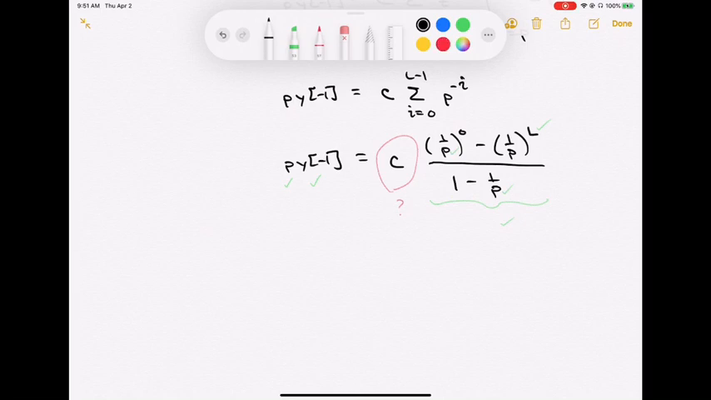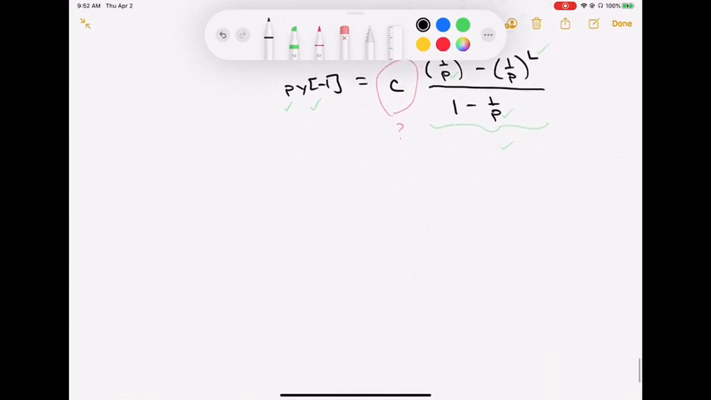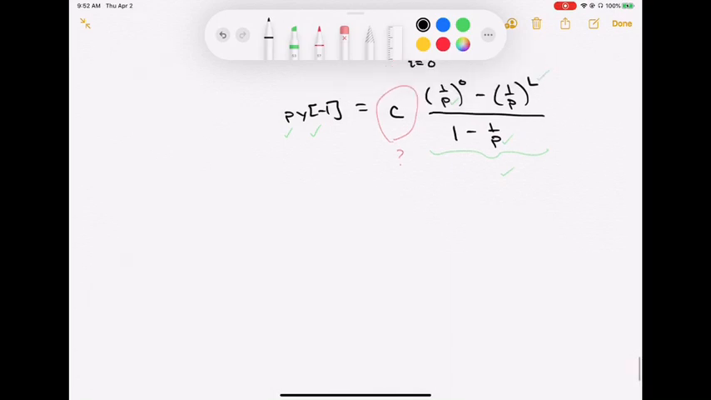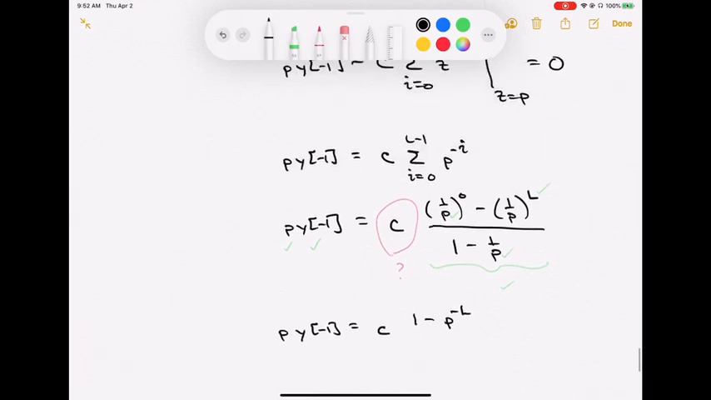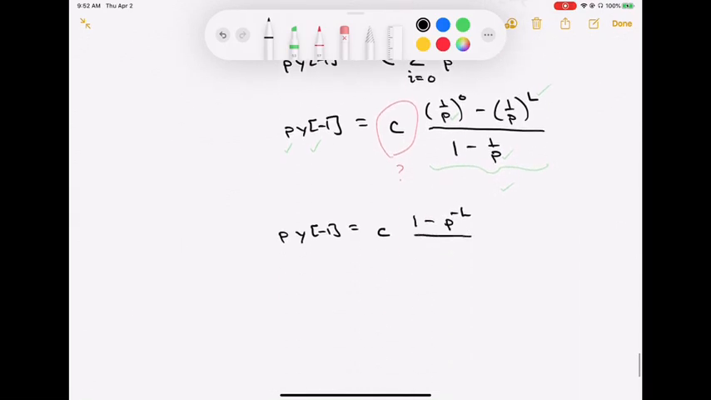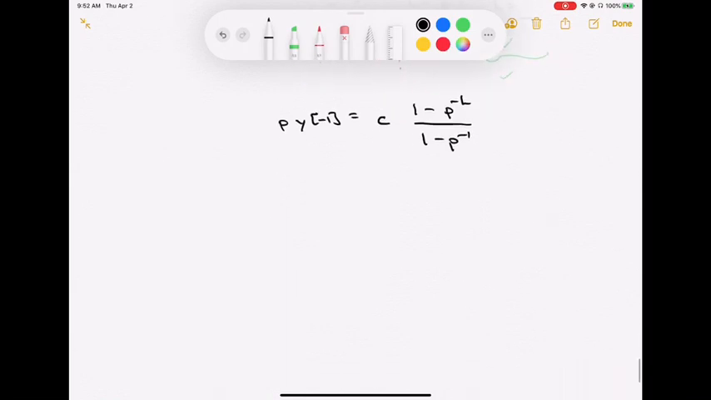We are using C to place a 0 to cover the pole of the system so this loan balance can become 0 after our loan duration of L payments. So which C allows us to do that? I just need to solve for C. Let's clean up one more time before I actually do that. p y of minus 1 is equal to C times, anything raised to the 0 is just 1, so I'm going to have 1 minus p to the minus capital L over 1 minus p to the minus 1. Solving this for C looks something like this.